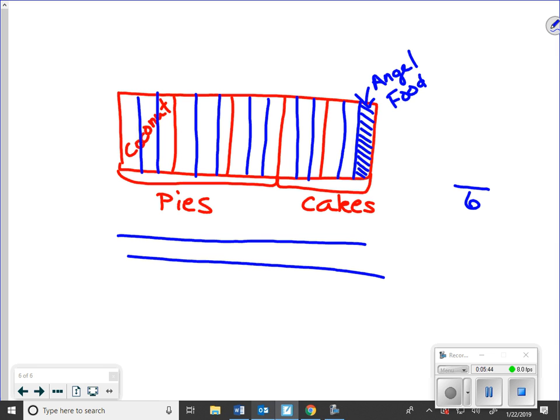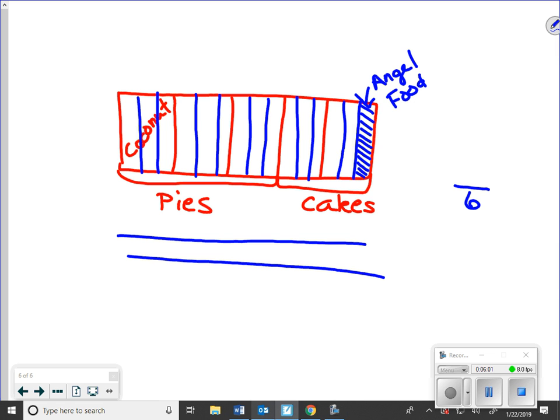1/6. So there's my cakes. We have to do 1, 2, 3, 4, 5, 6. 1/6 of the cakes are angel food. What fraction of all of the baked goods?